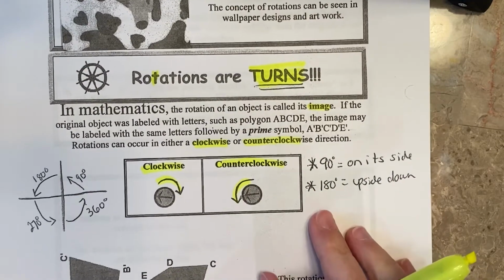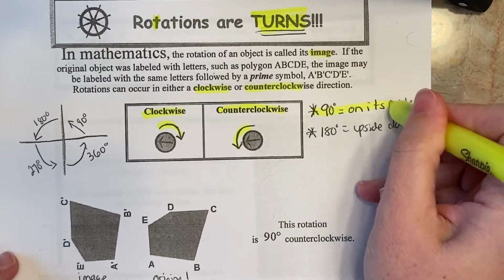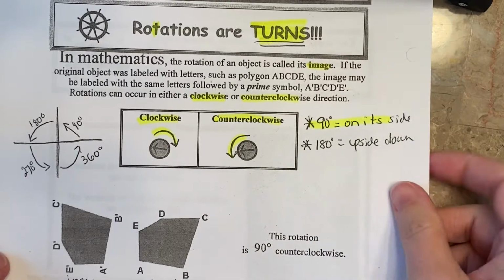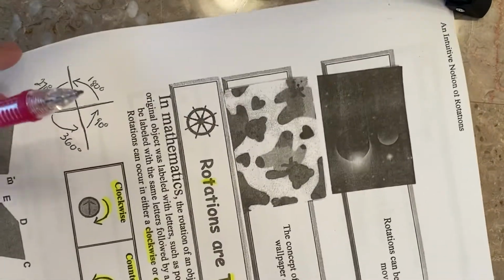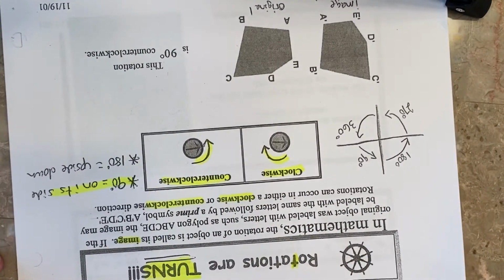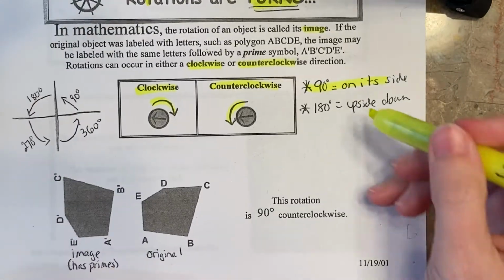There's a couple of degrees that they want you to know. In 8th grade, they want you to know that 90 degrees is turning on its side. So if I take my piece of paper and turn it on its side, that's 90 degrees. And if we turn it upside down, which we did the other day, that's our rotational symmetry.